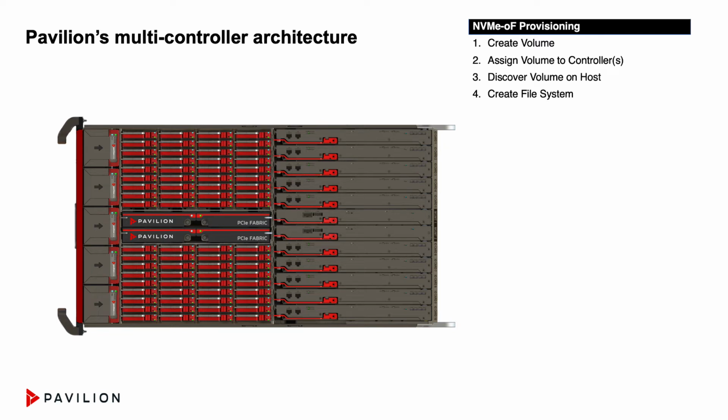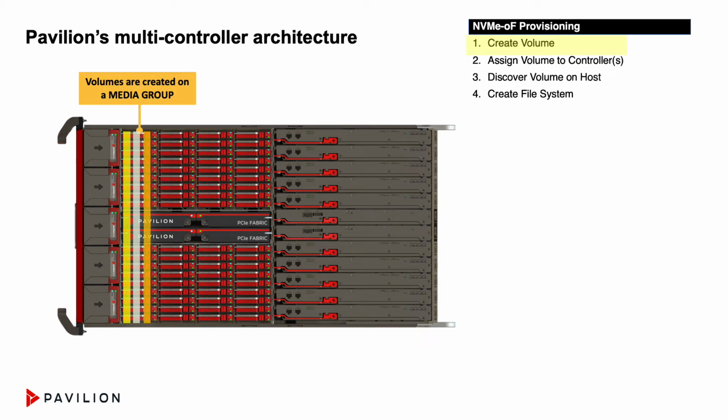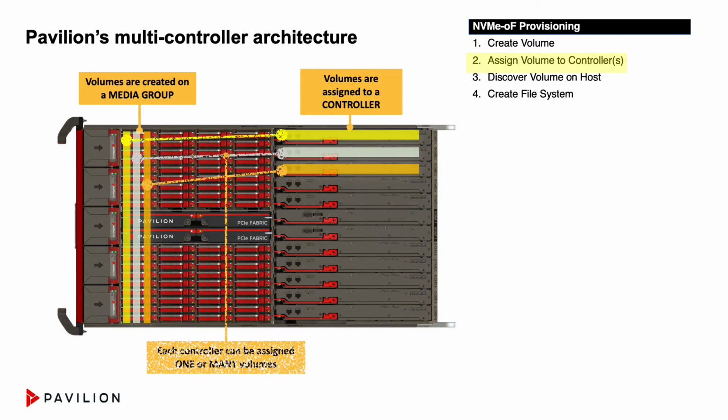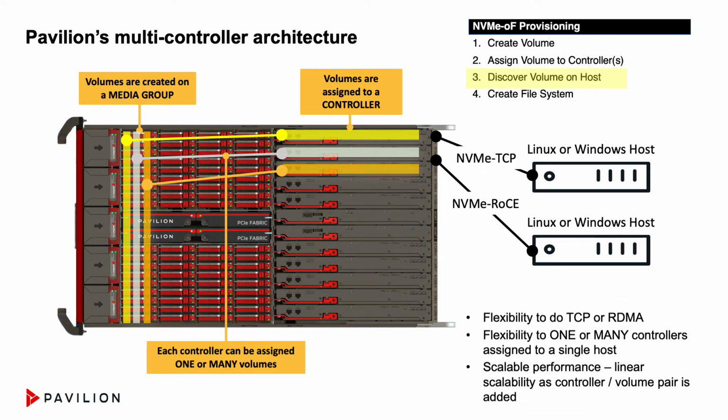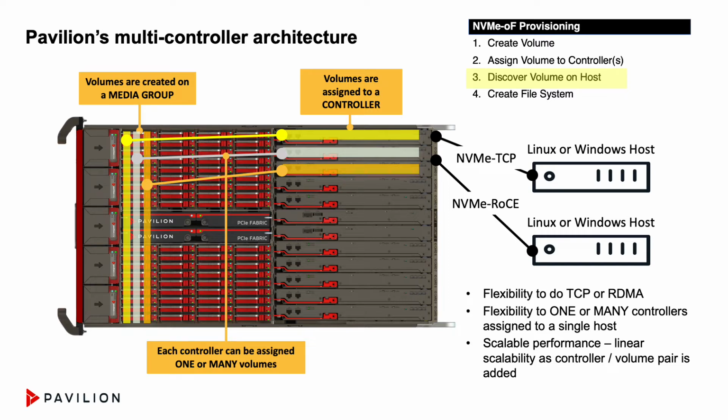So before we actually get into the demonstration, let's look how we do these steps on the Pavilion multi-controller architecture hyperparallel array. So the first step is we create a volume. We create that volume on any one of the media groups in the Pavilion storage array. We then go to any one of the controllers and we assign that volume to one of the controllers and define that controller as a protocol. We then go to either a Linux or a Windows host, and we can map that Linux host to that controller leveraging NVMe-TCP or NVMe-RoCE.